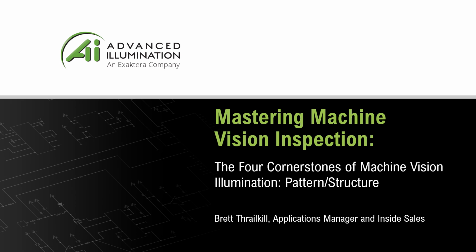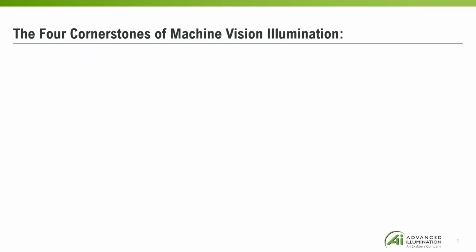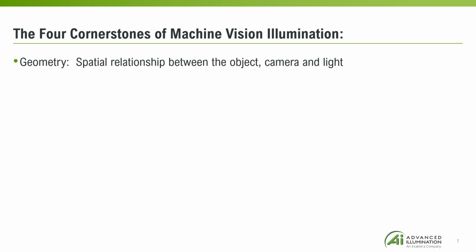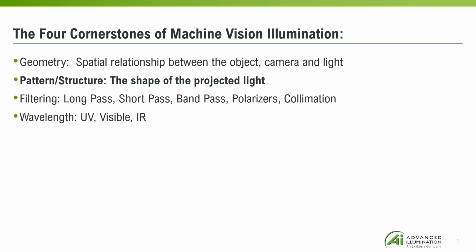I want to welcome you to my fourth and final presentation in this series for Mastering Machine Vision Inspection, and to take a few minutes to talk about the fourth cornerstone of machine vision illumination. The four cornerstone concept was devised as a teaching tool for labeling and demonstrating four methods that can be applied to enhance or create appropriate image contrast of parts versus their backgrounds. The four cornerstones consist of geometry, pattern and structure, filtering, and wavelength.